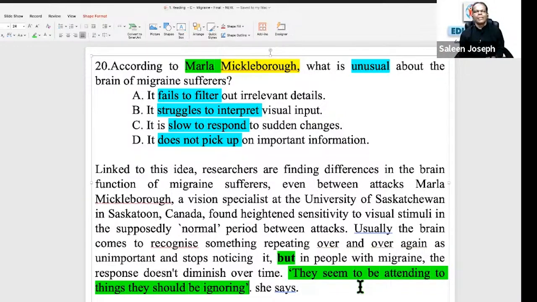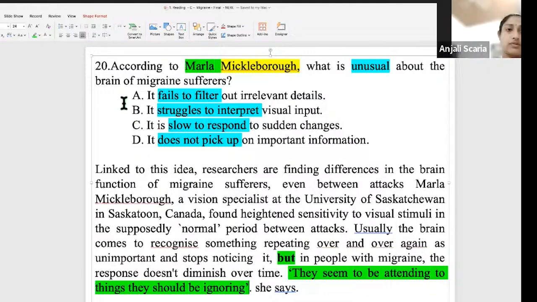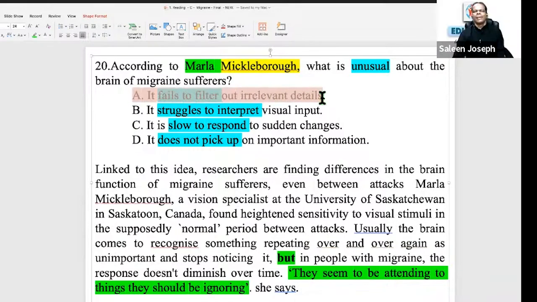Is there any similarity with any of the options? Option A. Yes, it fails to filter out irrelevant details. This is the paraphrasing. They seem to be attending to things they should be ignoring. They are attending to the things which they should ignore.